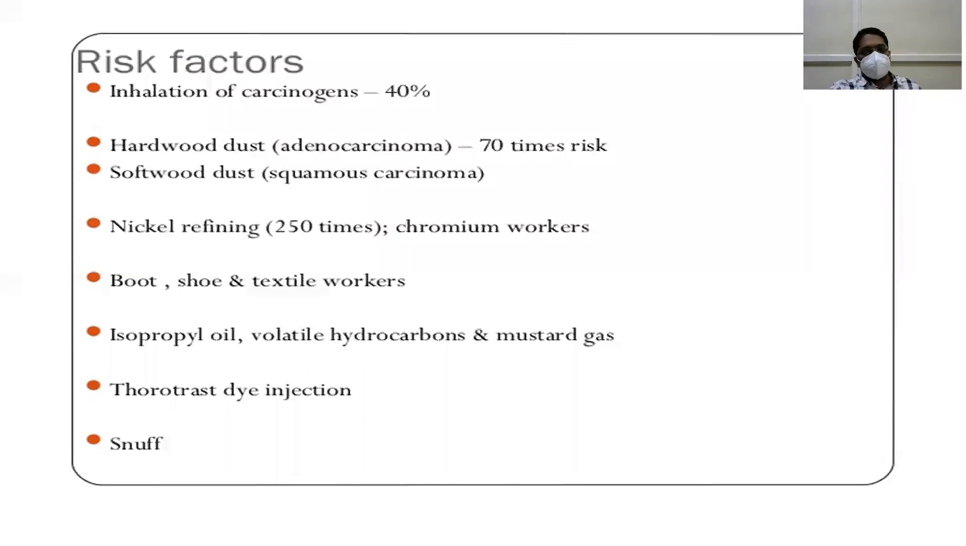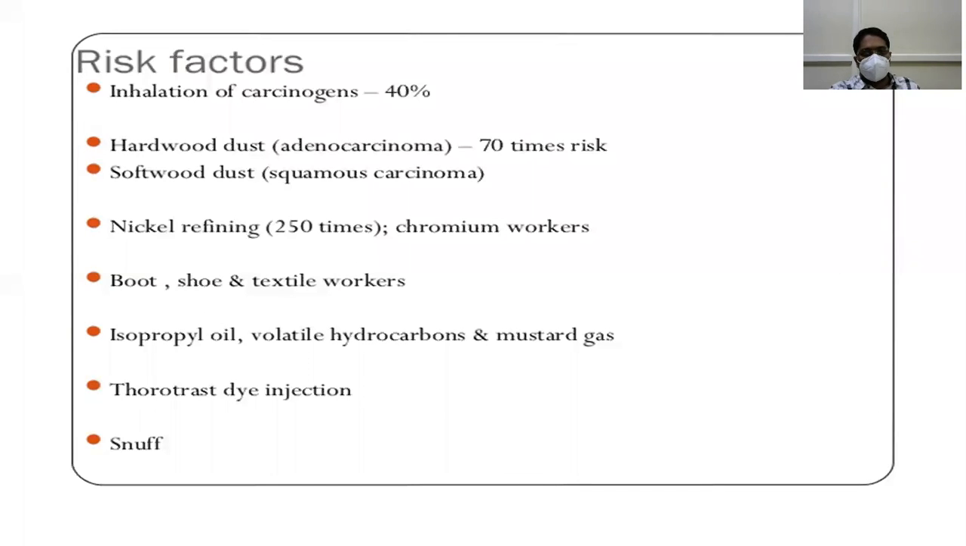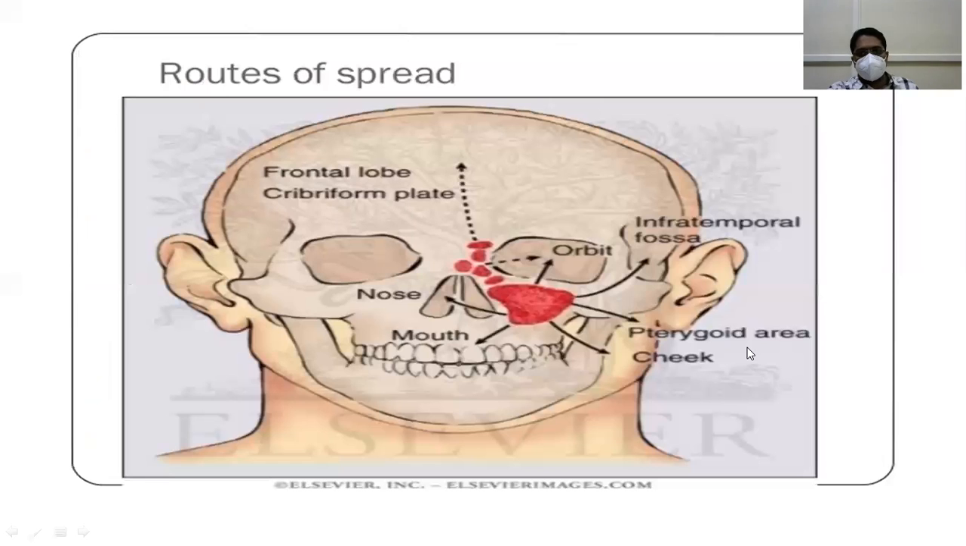Here also, there is hardwood dust and softwood dust. If it is softwood dust, squamous cell carcinoma is more common. If it is hardwood dust, adenocarcinoma. That's also something you should know. Just for remembrance: softwood dust for squamous cell carcinoma. Nickel refining, boot and shoe, and textile workers are all risk factors for this carcinoma.